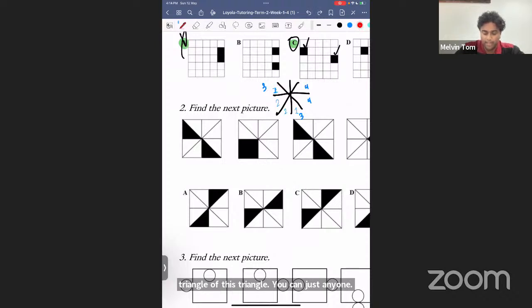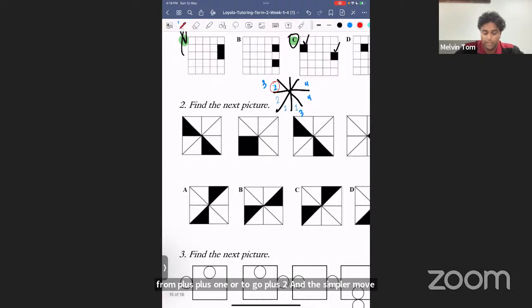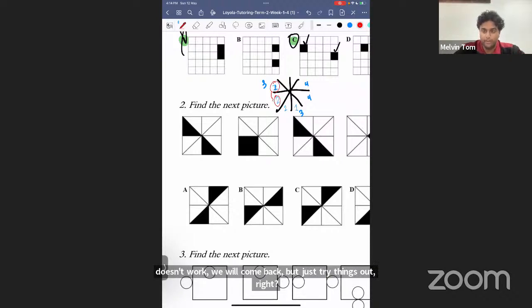Now, again, back to what we said before, what's the simpler move? To go plus 1 or to go plus 2? The simpler move, I'm sure most of you will agree, is to go plus 1. We're going to trial it out. If it doesn't work, we will come back, but just try things out, right? Do the easy things first. So it goes plus 1.